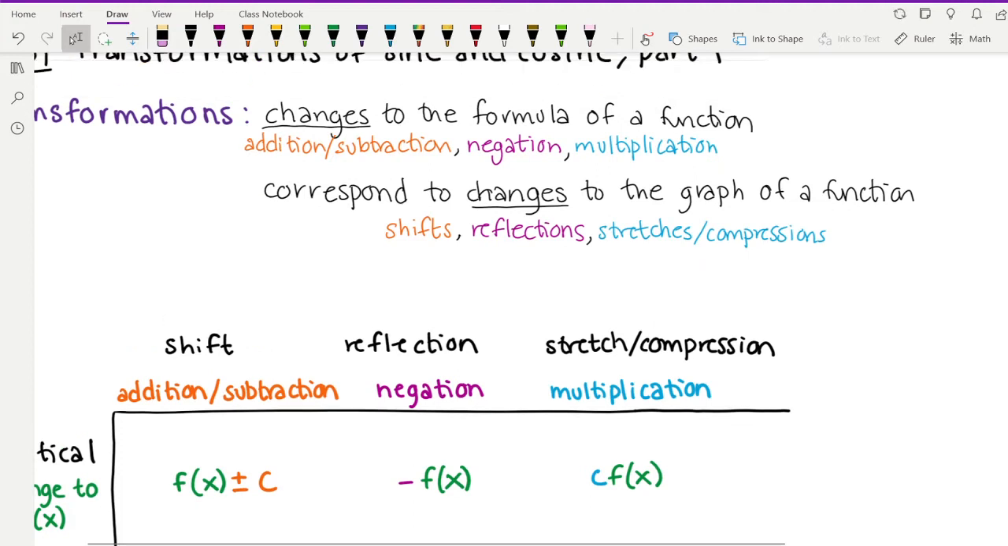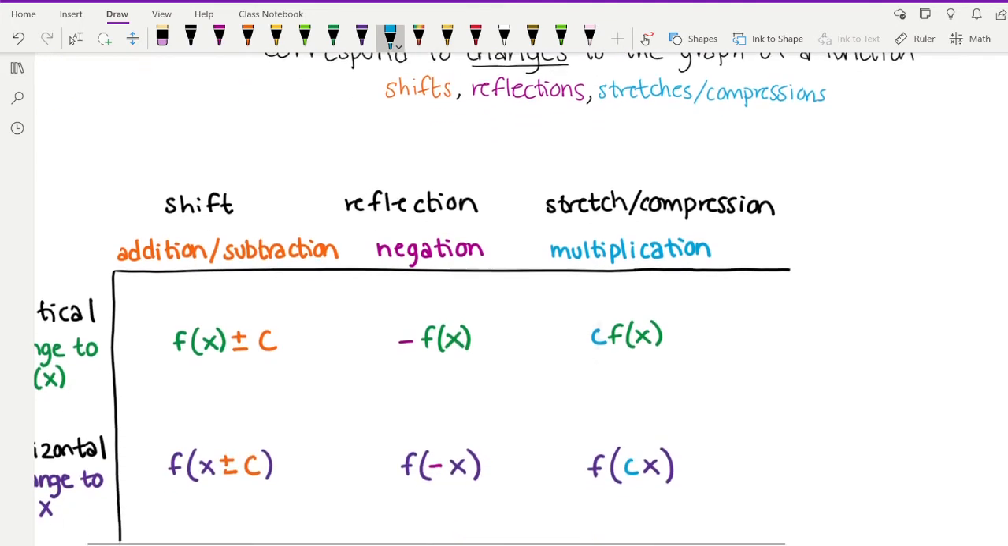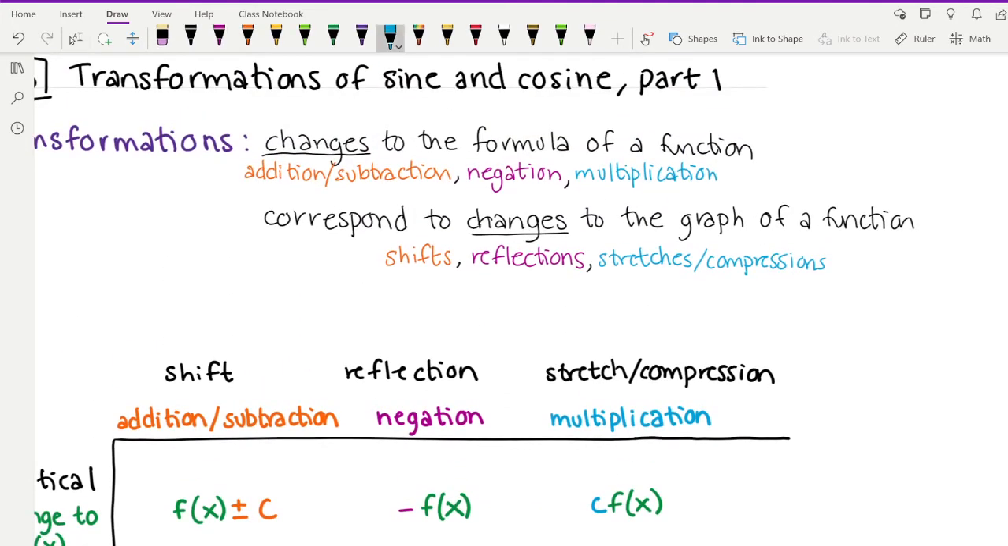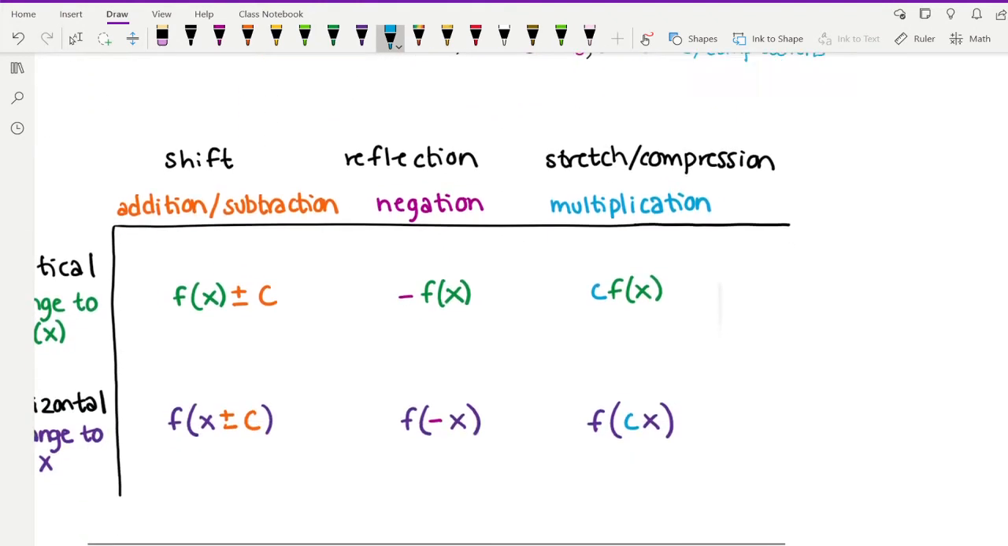And so as you might have guessed from the way I color coded this, we know what kind of changes to the formula correspond to what kind of changes to the graph. Specifically, anytime you're adding or subtracting a number from your function or from the input variable, that's always going to correspond to a shift. Negation will always correspond to a reflection, and then multiplication will always correspond to a stretch or compression.